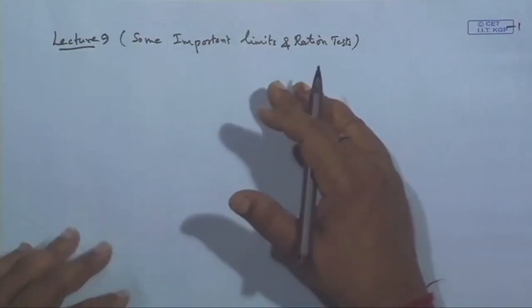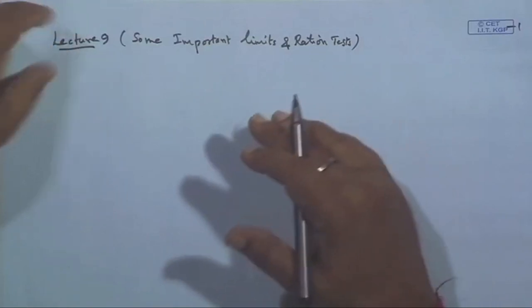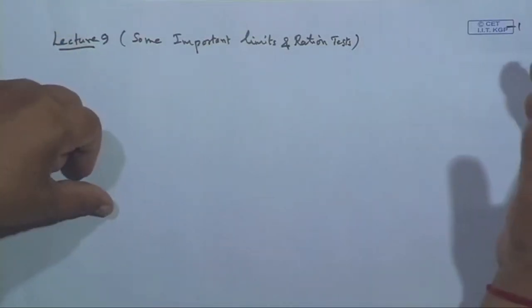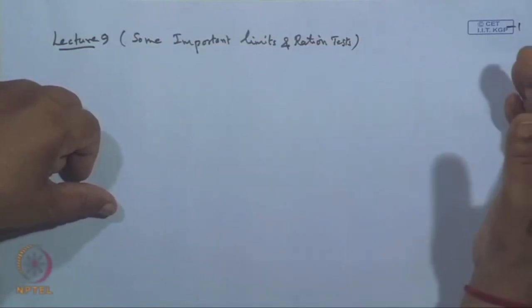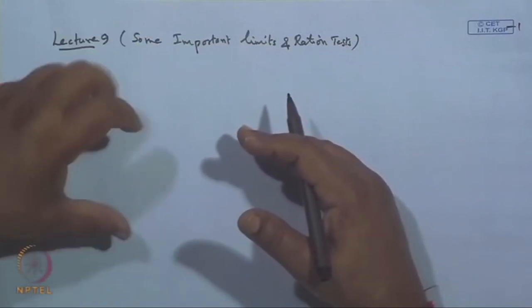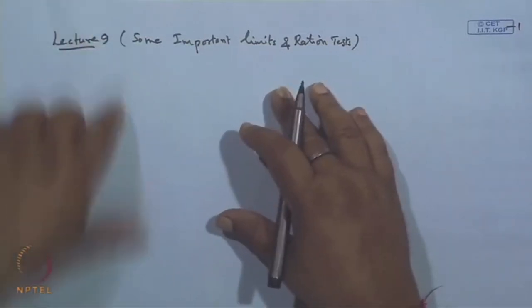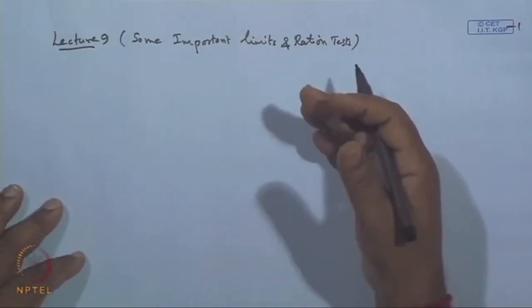Non-decreasing sequences which are bounded above, or non-increasing sequences which are bounded below, such a monotonic sequence will always be convergent. And I think the proof is very simple. We can do it with the help of our cuts, rational cuts.